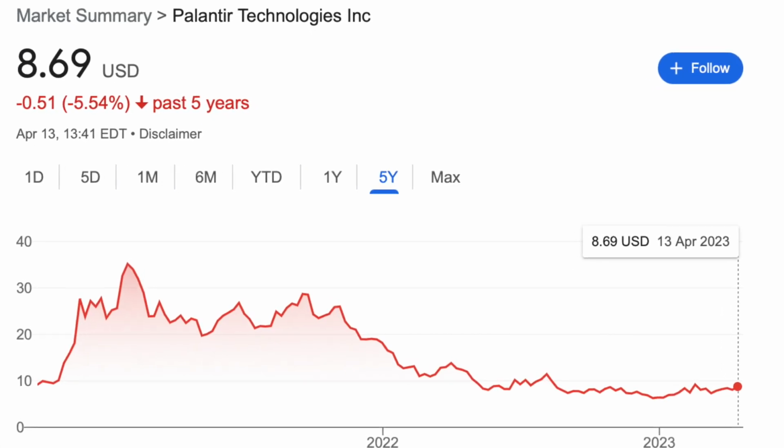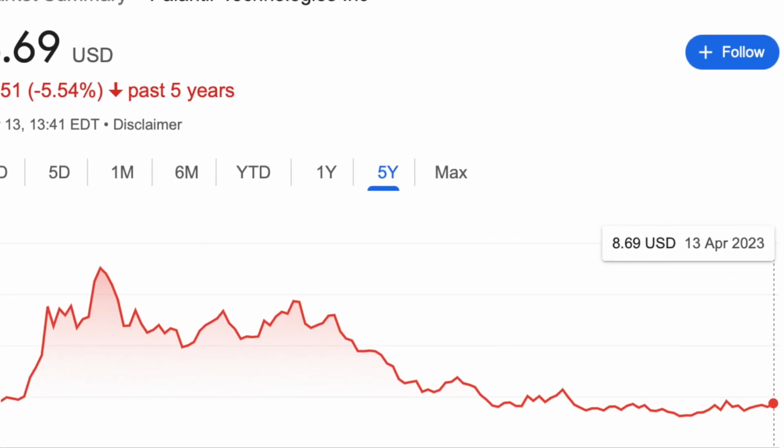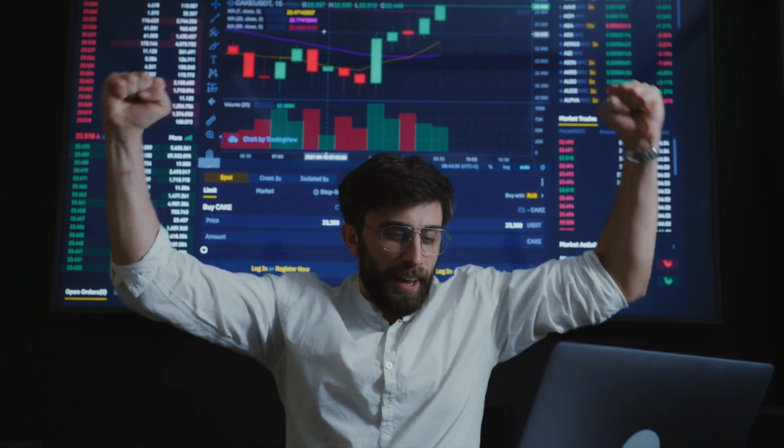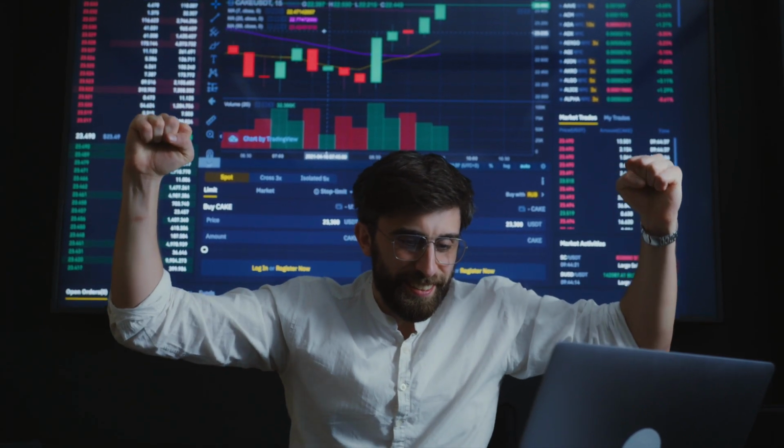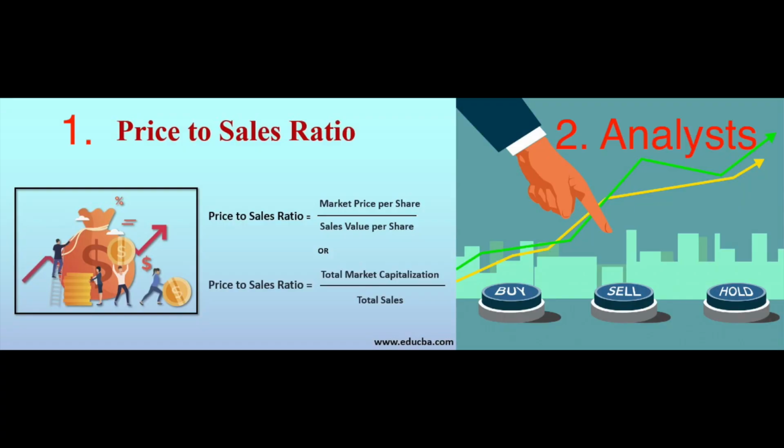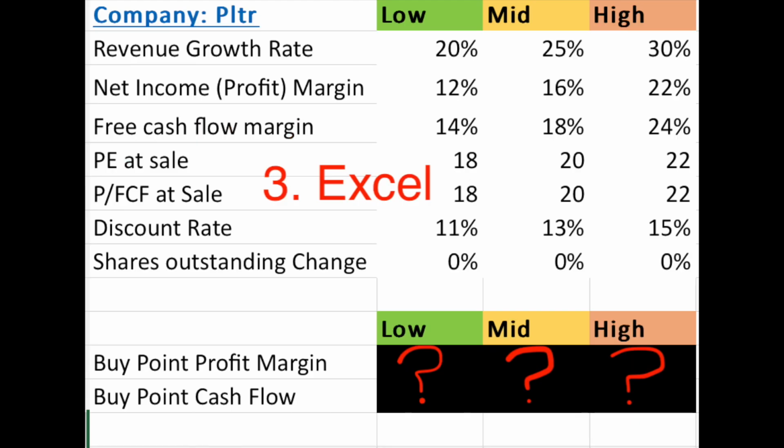Pltr is currently trading at $8 a share, and in order to determine Pltr's valuation, I am going to look at three different things: price to sales ratio, analyst estimates, and finally my Excel sheet, which tells me at what price I should buy a stock based on my assumptions about the future of the company.